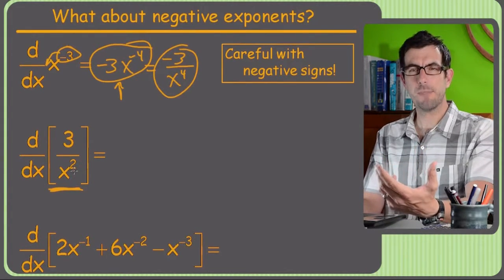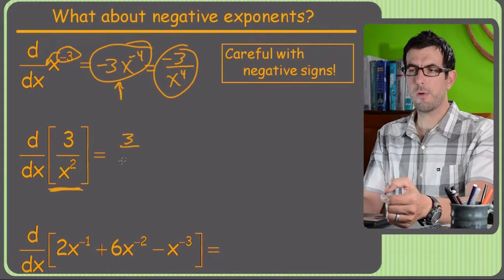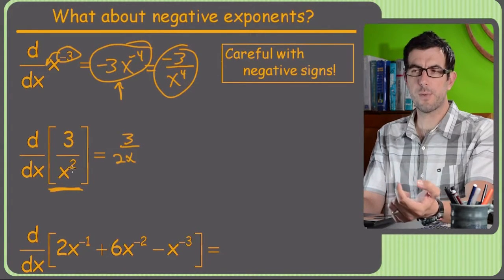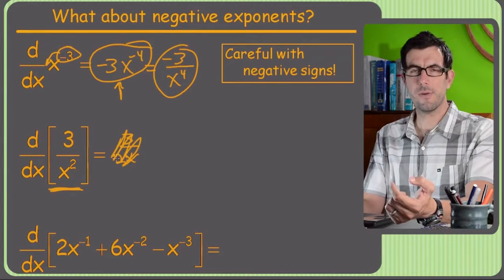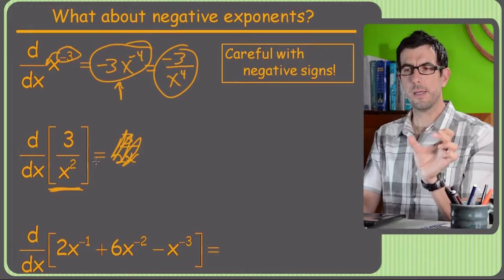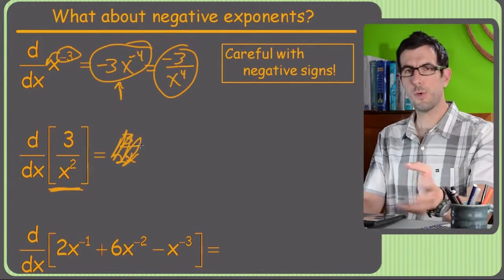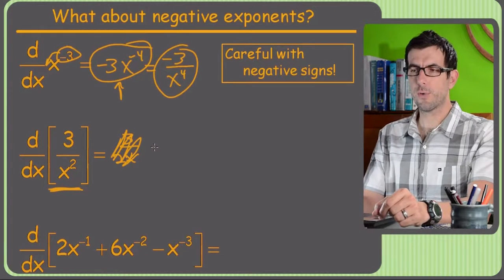You might be tempted to take the shortcut of saying, oh, well, the derivative of this is just 3 over 2x, because the derivative of x squared is 2x. That is not legal. We have to get it into a normal polynomial term. The x can't be downstairs when we take the derivative of it. That would be a quotient rule. That's a whole new can of worms. So what we're going to do is rewrite this as 3 times x to the negative 2.